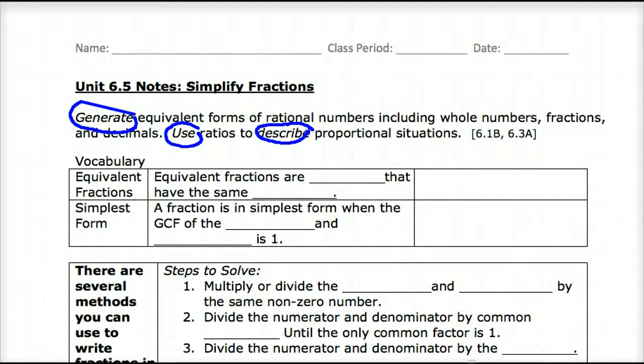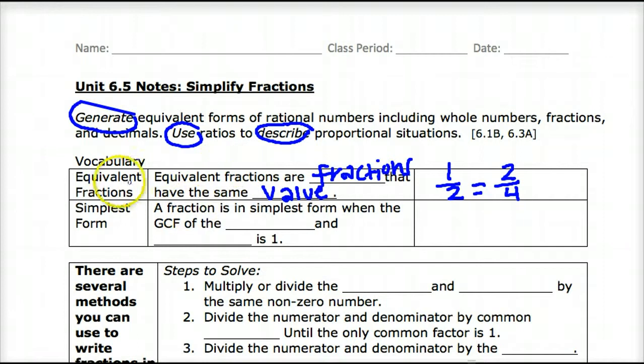And equivalent fractions are fractions that have the same value. For instance, 1/2 and 2/4 are equivalent because 2 is half of 4 and 1 is half of 2. So these two fractions are equal or equivalent.